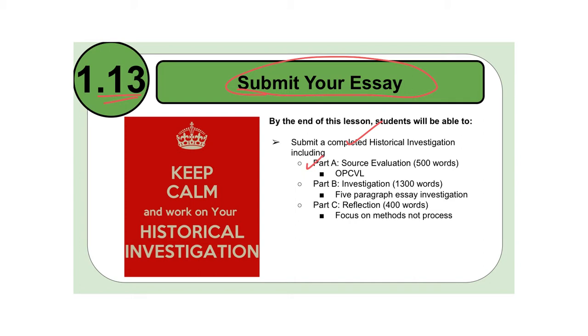which is the OPCVL, which is a roughly 500 word portion. Part B, which is the investigation, which is around 1,300 words. This is your 5-paragraph essay. And then lastly, your Part C, which is around 400 words, and this focuses on your methods, not on the process. So these are the three sections that you need to have ready at this point.